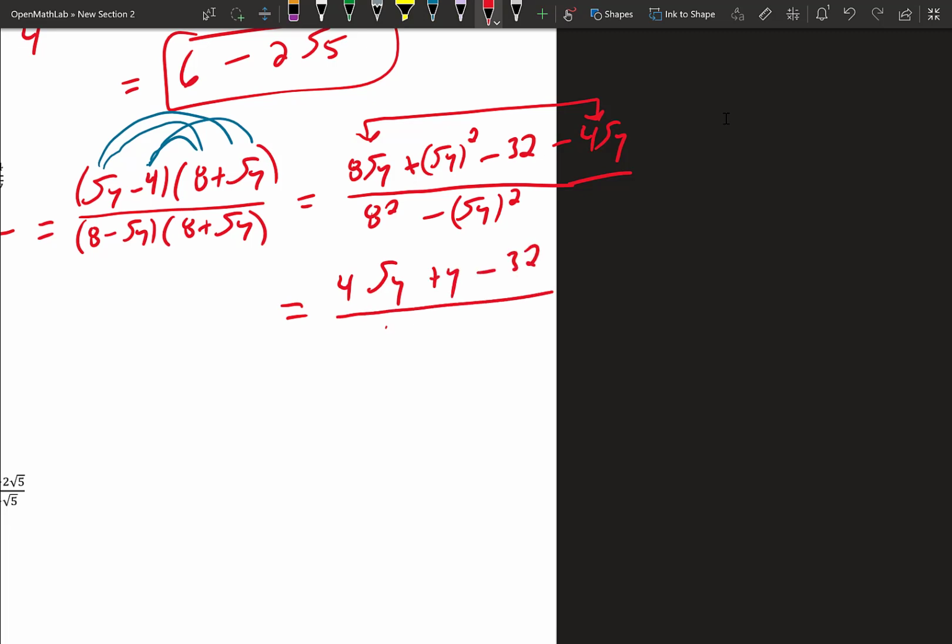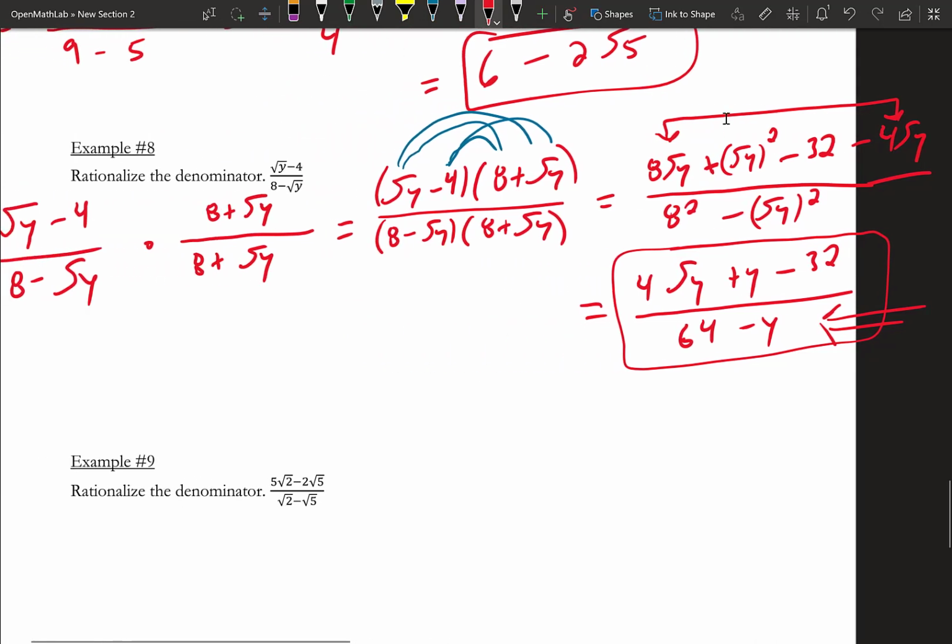And then 8 squared is 64. And then radical y squared is just y, right? So we get 64 minus y, right? And this actually won't reduce any further, so that's my simplified version, right? Remember, the whole goal here is I don't want a radical in the denominator, which I removed, right?